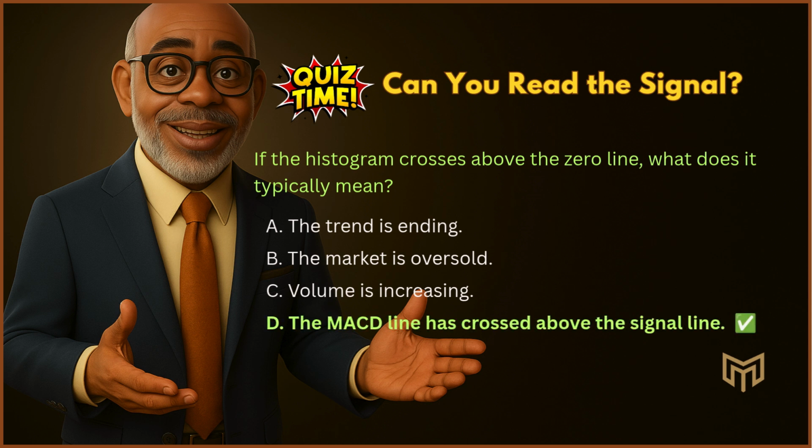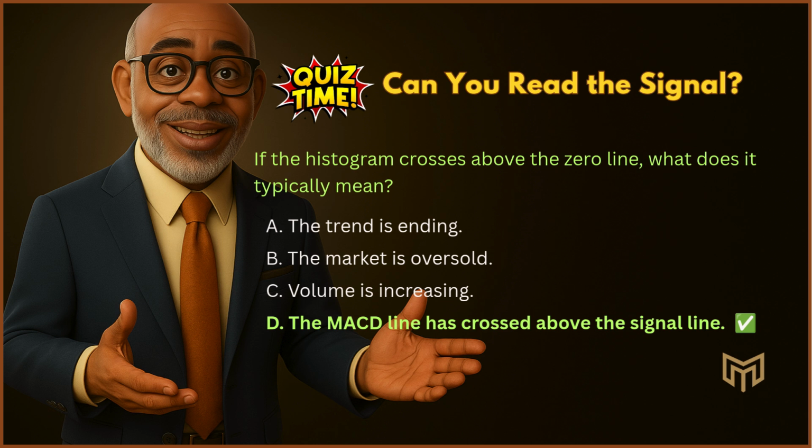The correct answer is D. The MACD line has crossed above the signal line. The histogram is simply a visual representation of the gap between those two lines. When that gap goes from negative to positive and crosses the zero line, it means the MACD line has moved above the signal line. The histogram is just showing you that crossover in bar form.